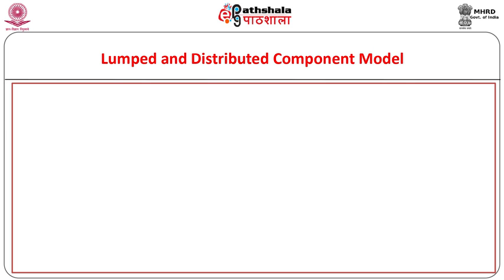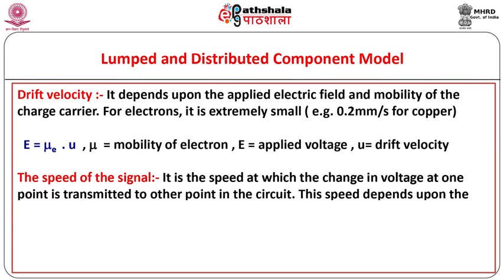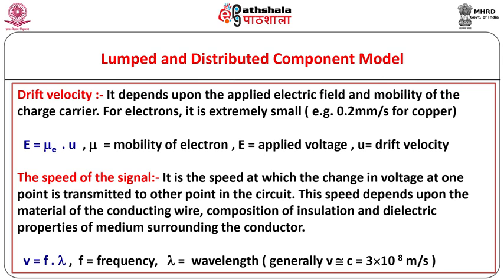One should not get confused in understanding the two terms, namely drift velocity of electrons and the speed of the signal which propagates through the conductor. Drift velocity depends upon the applied electric field and mobility of the charge carrier. For electrons, it is extremely small. The speed of the signal, on the other hand, is related with the speed at which any change in voltage at one point is transmitted to other point in the circuit. This speed depends upon the material of the conducting wire and the composition of insulation and dielectric properties of medium surrounding the conductor.